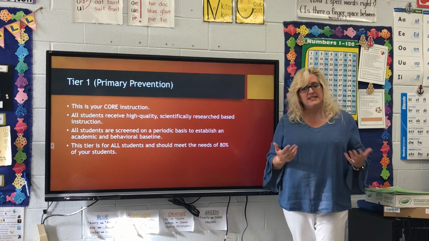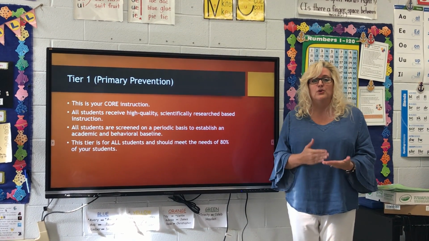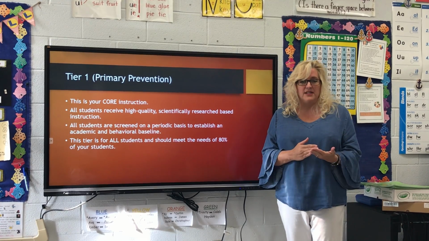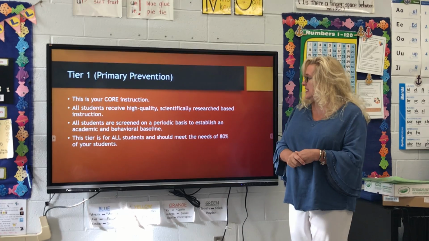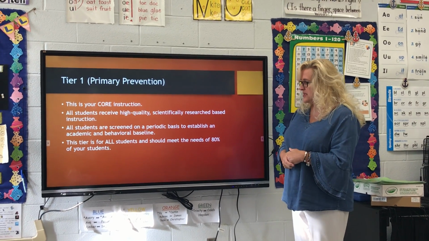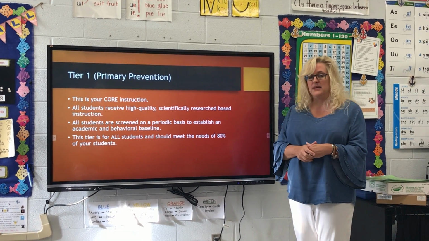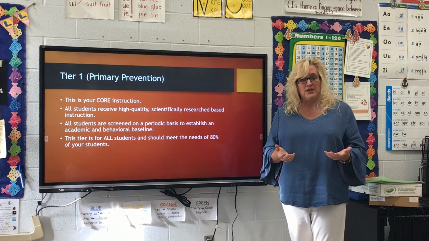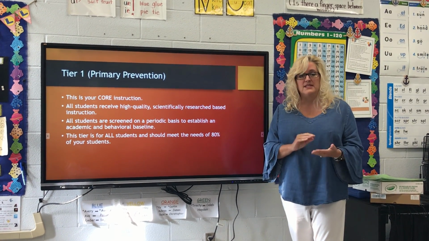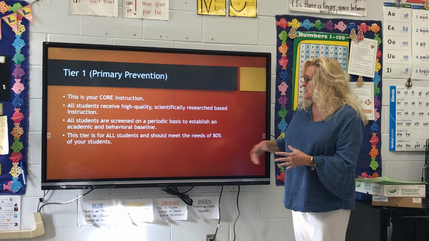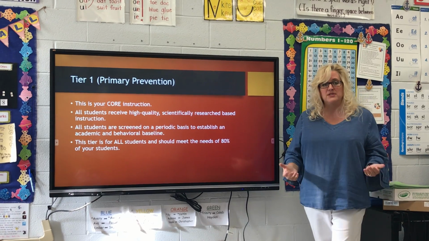I'd like to go a little more in depth with each of those levels so that we can make sure we're clear. Tier 1 is your core instruction. It's all of your standards for your grade level and what you're teaching daily. All students receive high-quality, scientifically research-based instruction. All students are screened on a periodic basis to establish an academic and behavioral baseline. And this year will be another change for us. We will be using STAR 360, the CBMs. This tier is for all students, and it should meet the needs of about 80% of your students.